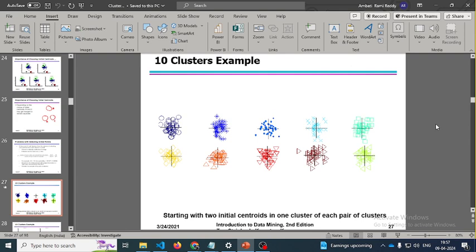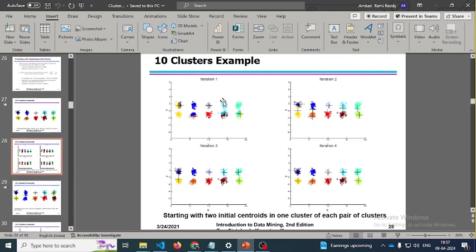Then come to here, these are different types of cluster examples. This is one cluster, another cluster. Starting with two initial centroids in one cluster of each pair of clusters, what will happen is, here you may have this one cluster, another cluster. So these are different types of clusters. You can represent them in different manners. So this is the first iteration.